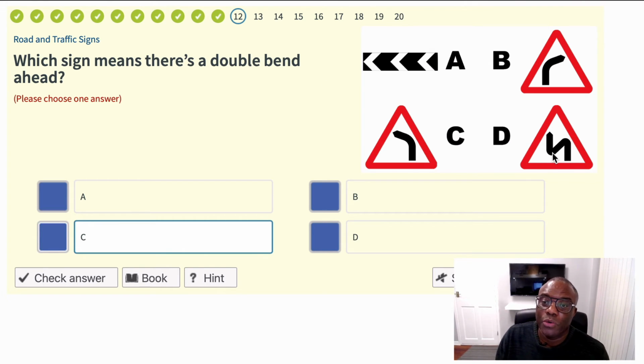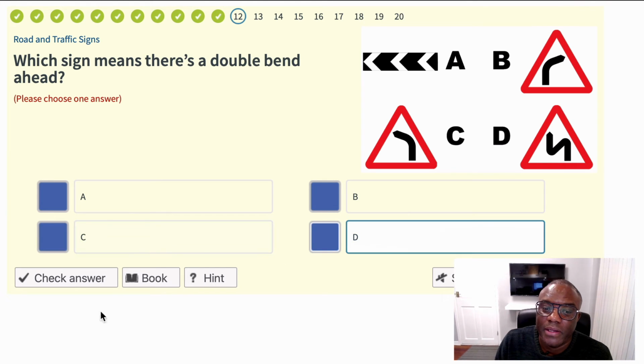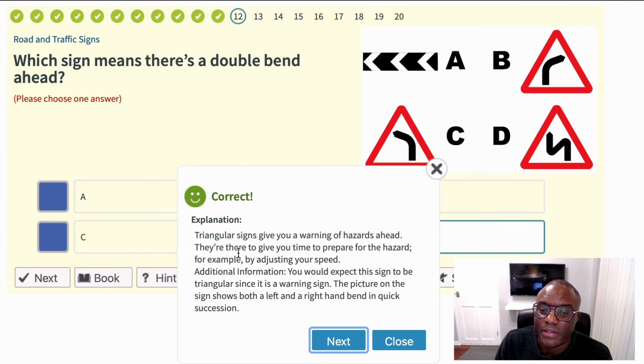And that's why you check all your options. As I said, this is a bend to the left, but the question does state double bend. So we now go with D and then check that, and you can see that's correct.